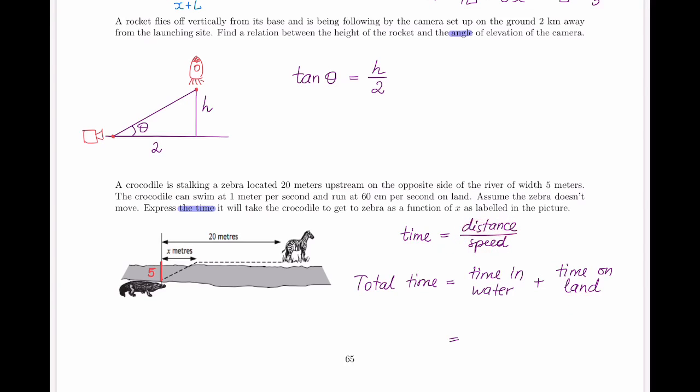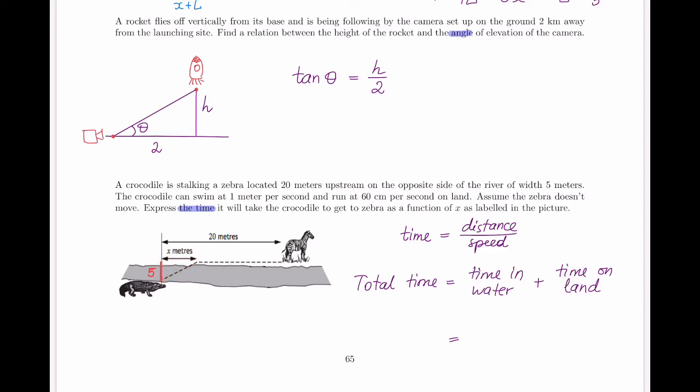Okay, so what is the distance that the croc has to swim in water? The width of the river is 5. The distance that he has to swim in water is the length here, which we do not yet have expressed fully in terms of the things that we know. So let's take a look at this triangle and recognize that this is just a right angle triangle, so we can apply the Pythagorean theorem to it.